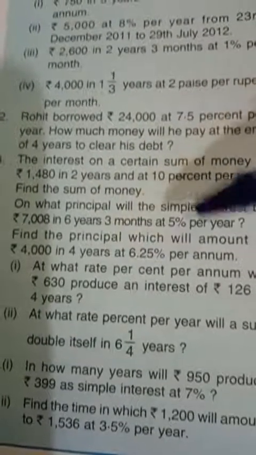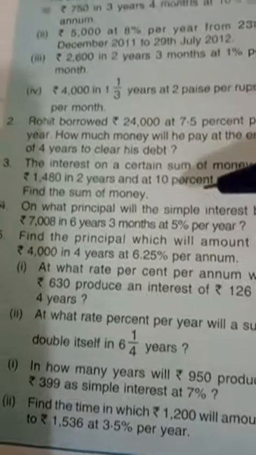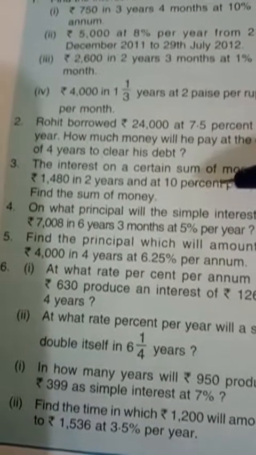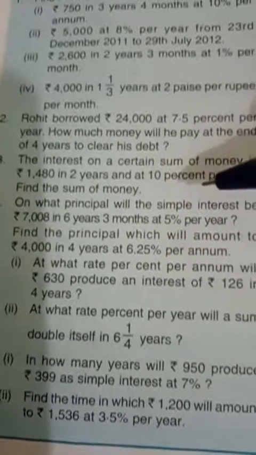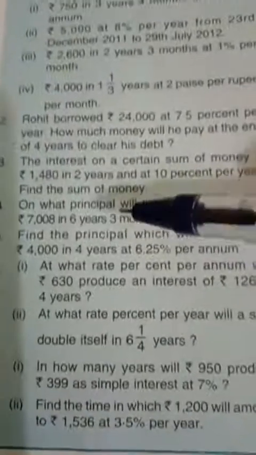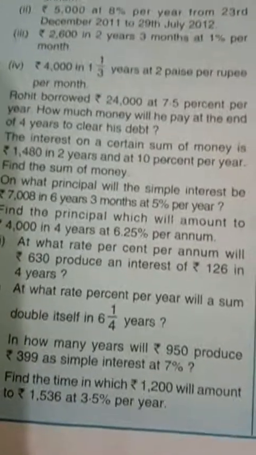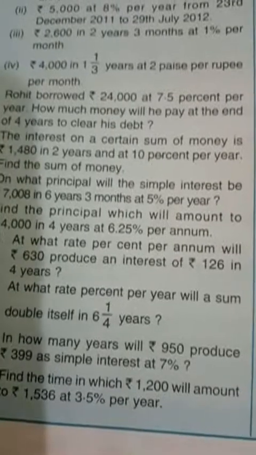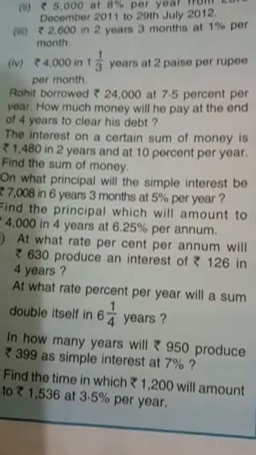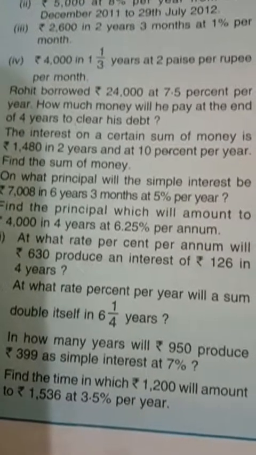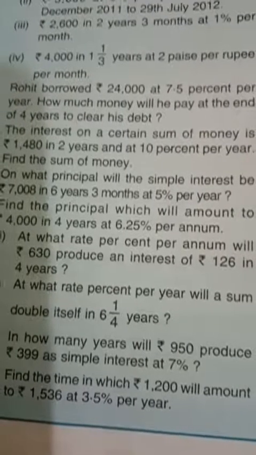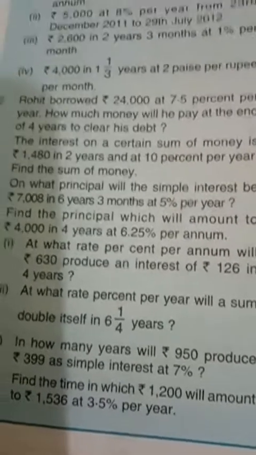P is equal to 100 I by RT. Okay, now sixth question. Let us discuss sixth question number 1. See, what is the question? At what rate percentage per annum will rupees 630 produce an interest of rupees 126 in 4 years? At what rate percent? We want to find R, rate of interest R.